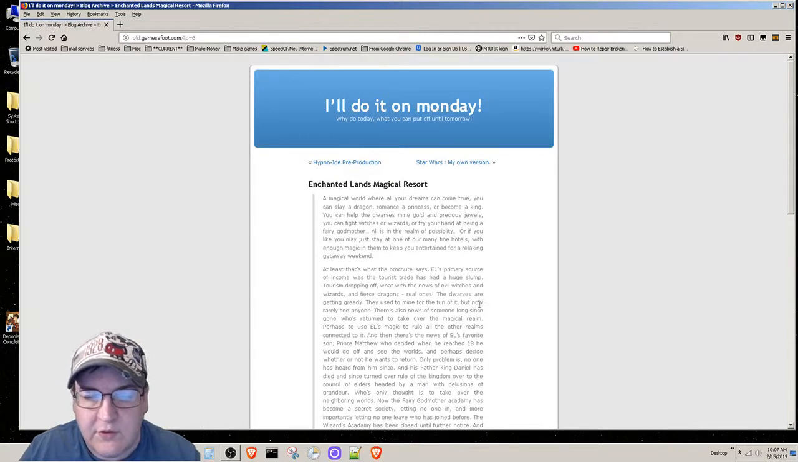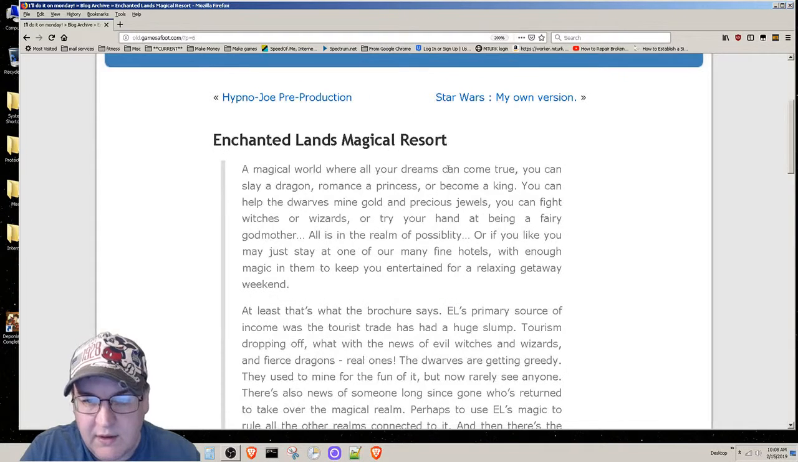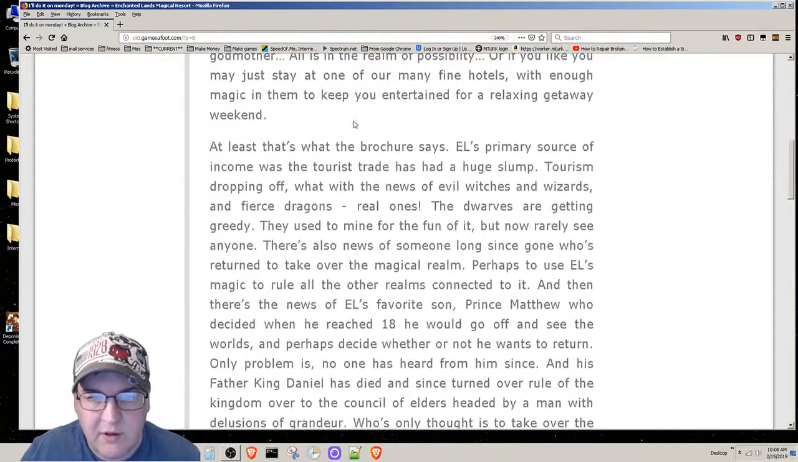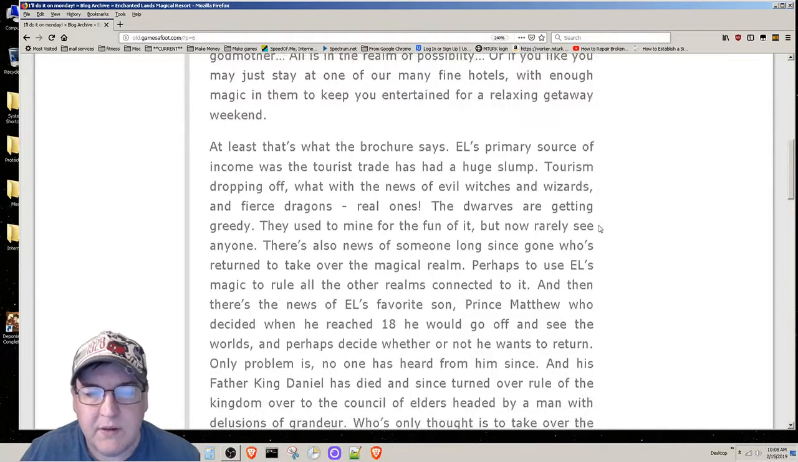Okay, and this here is just the magical world where all your dreams come true. You can slay a dragon, romance the princess, or become a king. Let's expand that so you can actually read it. You can help the dwarves mine gold and precious jewels. You can fight witches or wizards, or try your hand at being a fairy godmother, all in the realm of possibility. Or if you like, you may just stay at one of our many fine hotels with enough magic in them to keep you entertained for a relaxing getaway weekend. At least that's what the brochure says.